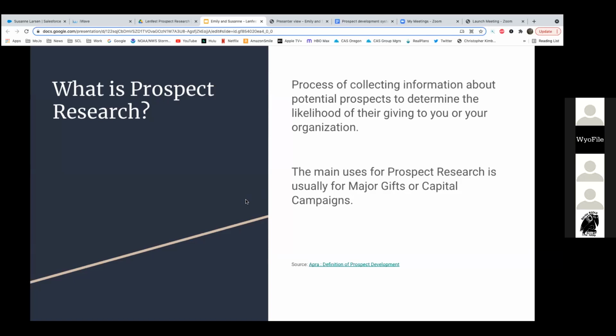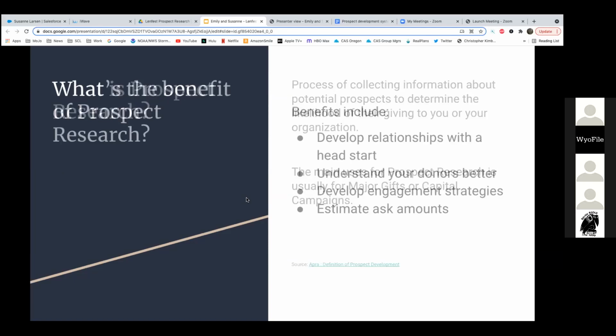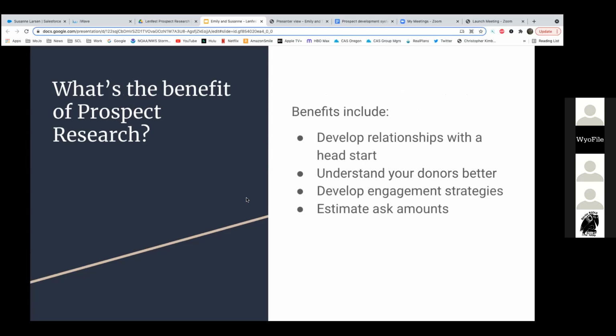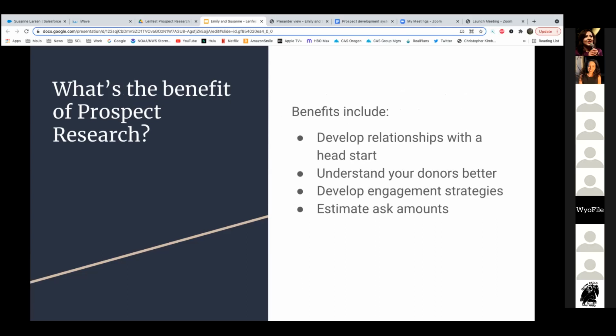The main uses for prospect research and prospect development are for major gifts or capital campaigns. You know, these areas where you're looking for larger sums of money is where the majority of it focuses. Like we talked about, it can be done in-house or through consultants. It has emerged as a professional field as the competition for philanthropic dollars has increased. Since there are so many great nonprofits out there, you want to make sure your organization has a step ahead, a head start.